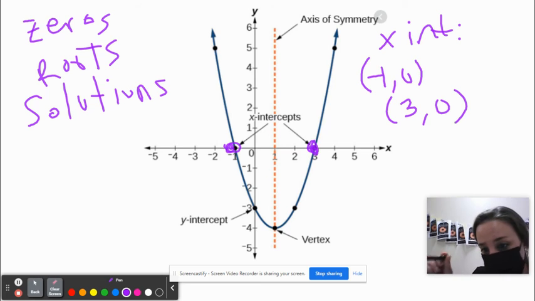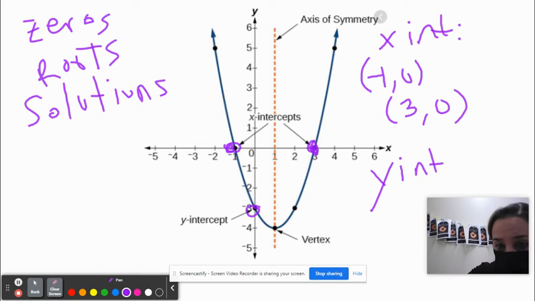Now our y-intercept, right? Remember the y-axis goes up and down like this. So our y-intercept is the point at which it crosses over the y-axis. There's only one of those, and it would be (0, -3), right? You go 0 in the x direction and then down 3 in the y direction.